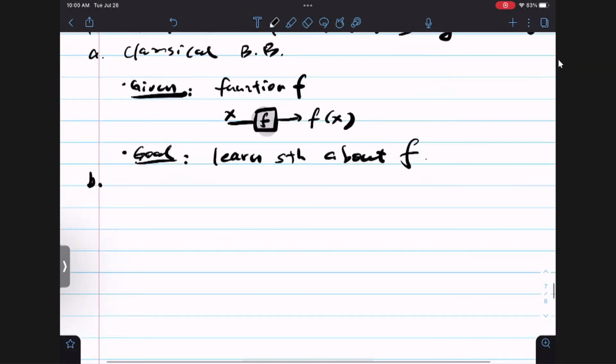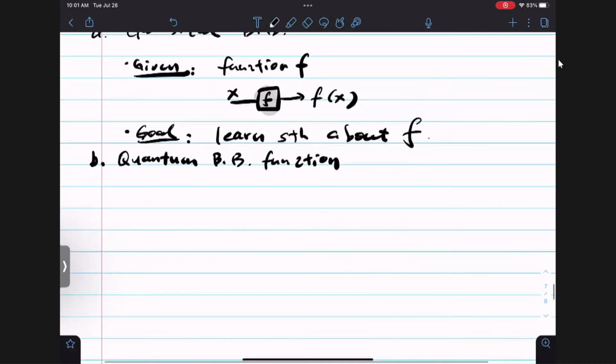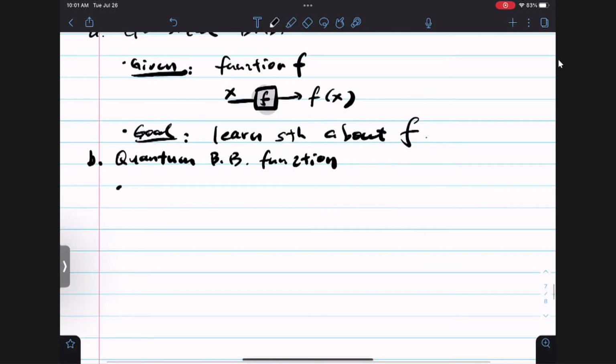Now, we have the classical black box. And in the quantum setting, how should we define a quantum black box? Well, you might be saying, okay, how about we just say you can send in any basis state or even in superposition, and then I give you back f of x.